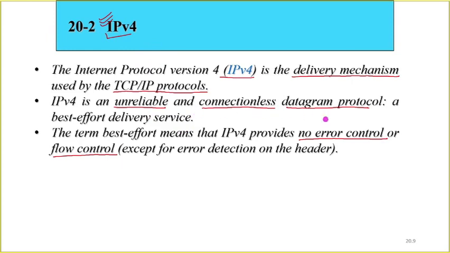So that's why it is considered an unreliable one. But it works as a best effort delivery service. It means it has no error control or flow control, but it has some error control only for the header portion. Best effort means it will try its best to deliver the packets without any error.